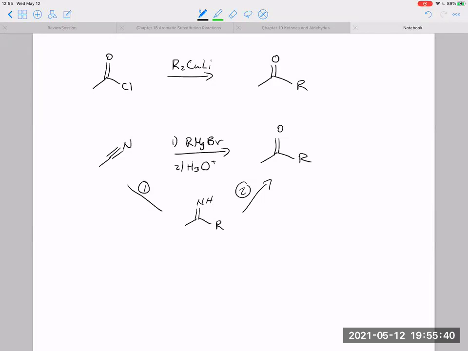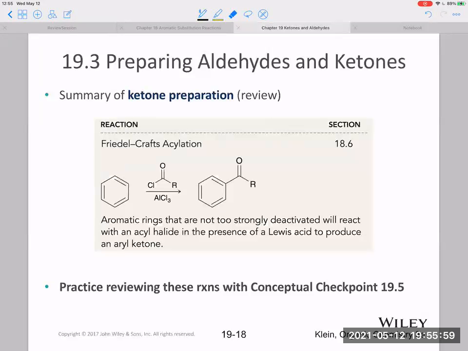So these are two different organometallic methods that we had of creating a ketone or aldehyde. When we're creating our little summary reaction wheel, we want to make sure to add those two to it, in addition to everything that was nicely listed at the beginning of chapter 19.